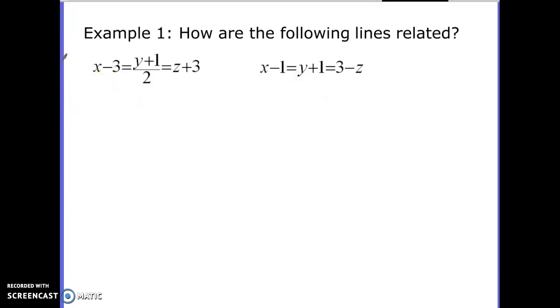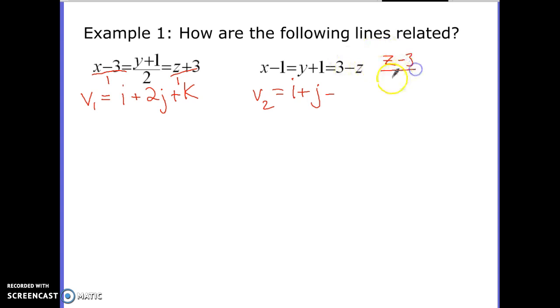So in this equation, our v, let's call it v1, is the vector i plus 2j plus k. How am I getting that? I'm getting that from the denominators of the Cartesian form, right? Same thing over here. This is Cartesian form. v2 is i plus j, and then since this is a negative, really this is z minus 3 over negative 1. This would be minus k.